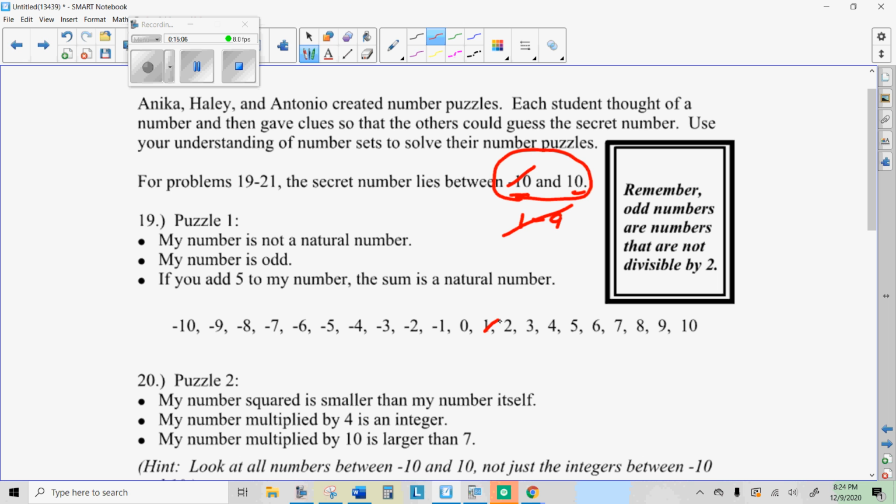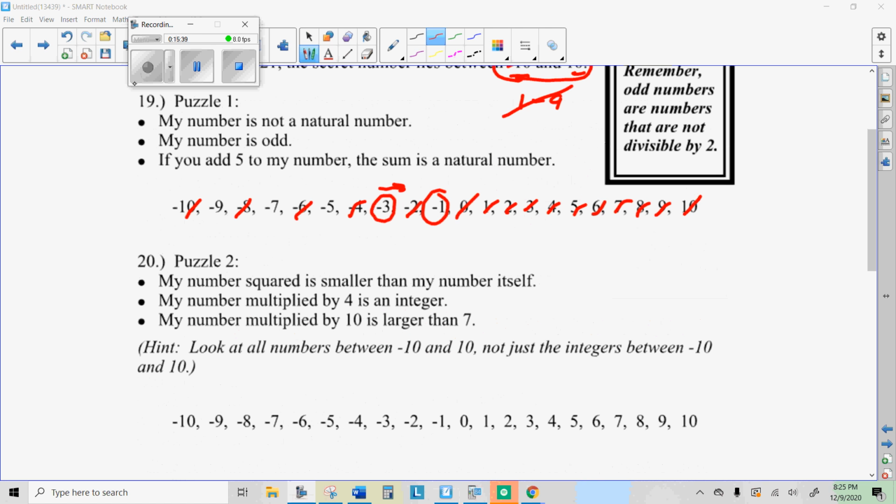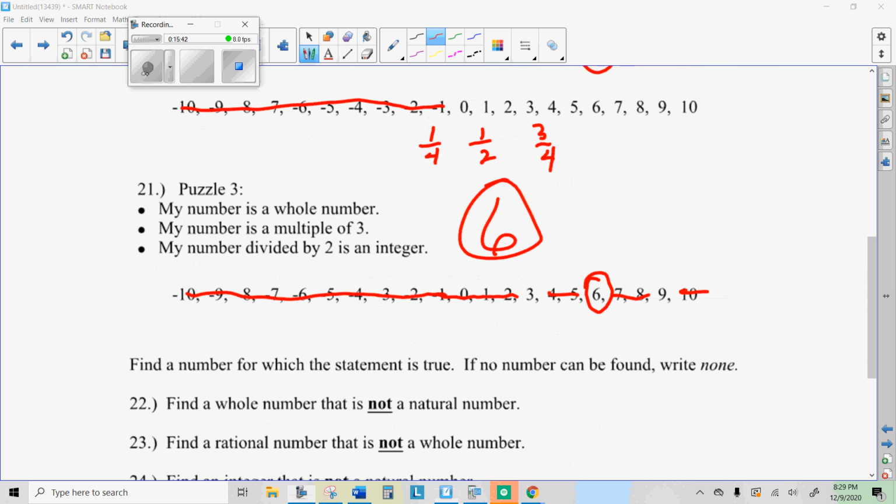The first thing, it's not a natural, so we're going to cross out all these. And then the second thing is the number is odd, so we're going to cross off these evens. By the way, 0 is even. And the last thing it says, if you add 5 to my number, the sum is a natural number. So if you go 5 this way from the number, you get a natural number. So that leaves us with those two. All right? You try the other puzzle, see if you can figure it out.